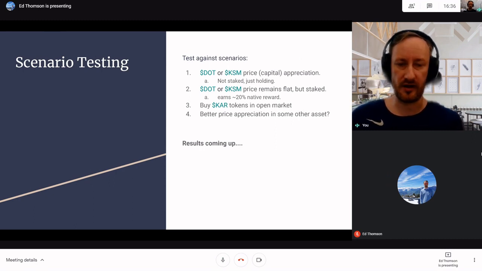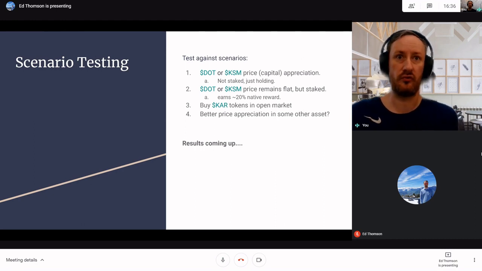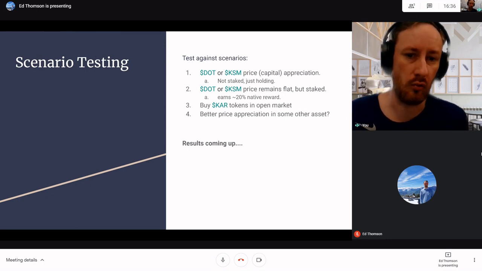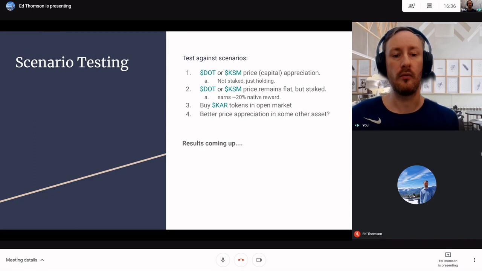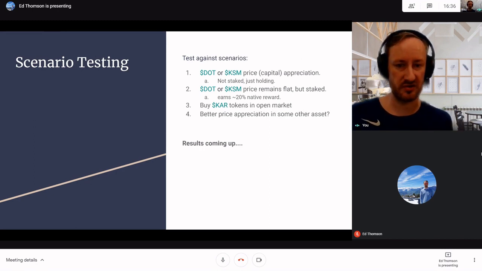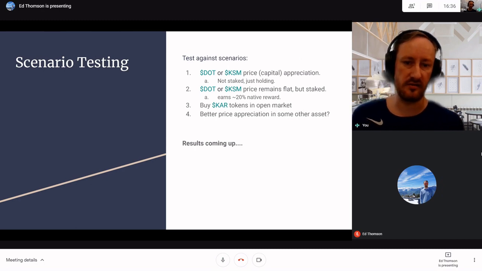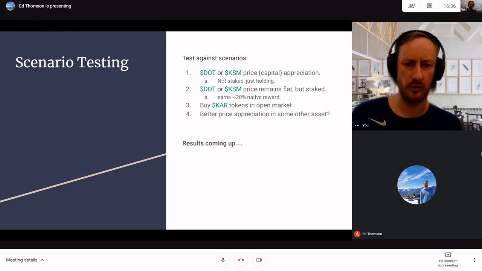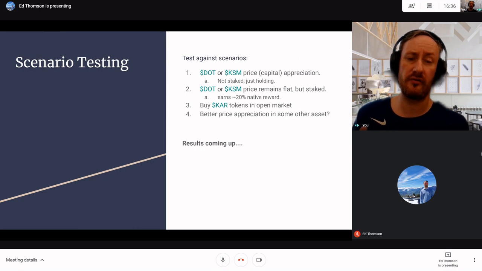Not to stake it and not to get involved in the PLO, just to hold those and have capital appreciation. Is that something you should do? That's scenario 1. Scenario 2 is to say, okay, let's say that there's no capital appreciation, but you were staked and you get the approximately 20% native reward. That's scenario 2. And then scenario 3 is, rather than being involved in the PLO, that you just bought Karura tokens in the open market.